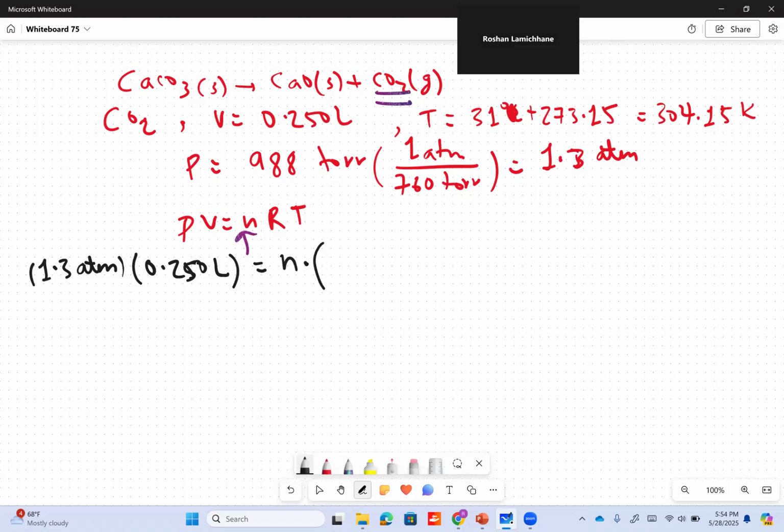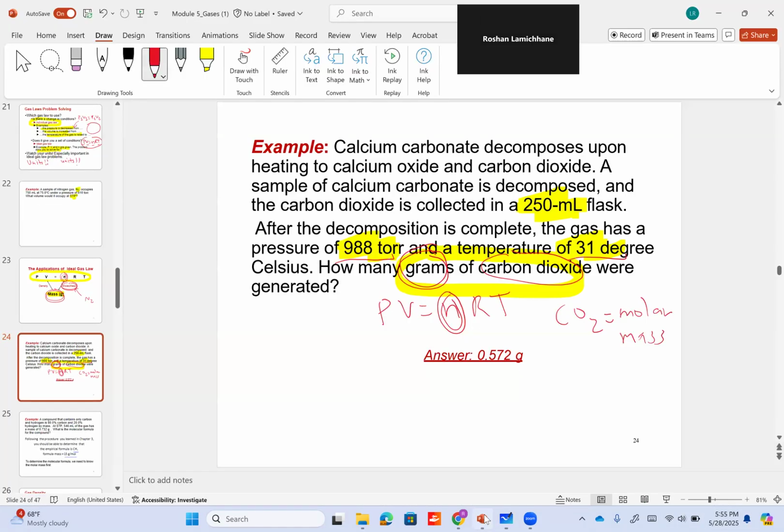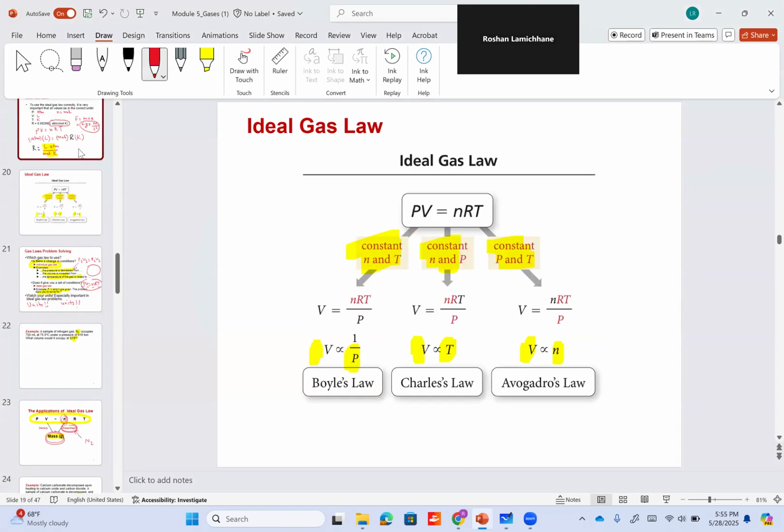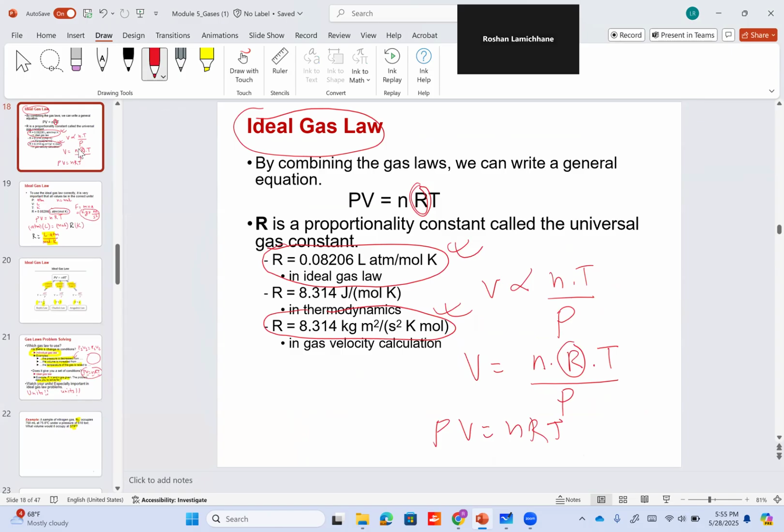Now my R. So I have those three constants for R. Now the question is what constant to use. If we go back to the slides, my R can have these different constants: this constant, this constant, and this constant. But if you look at the unit, this right here is always used for the ideal gas law.